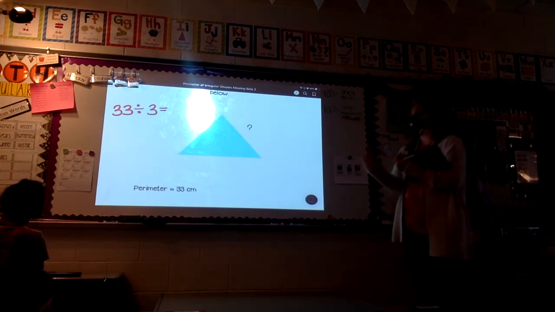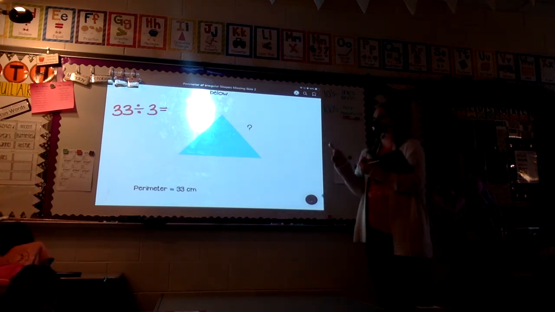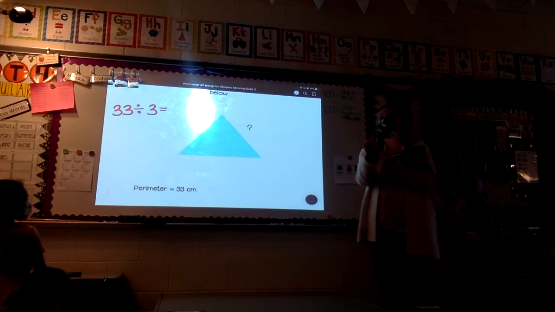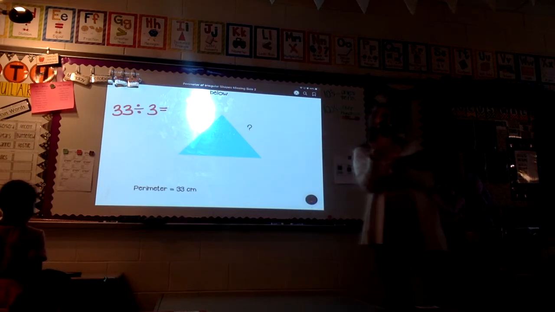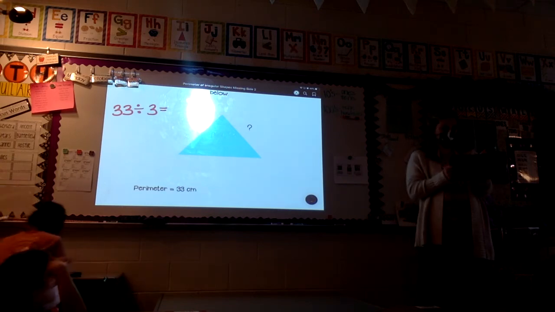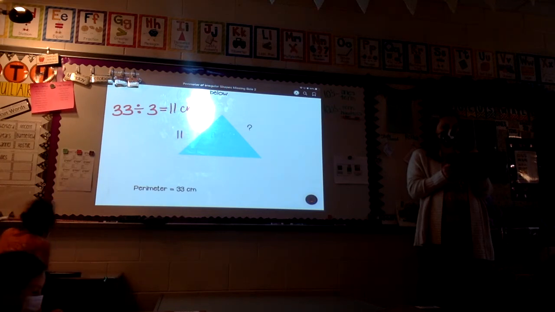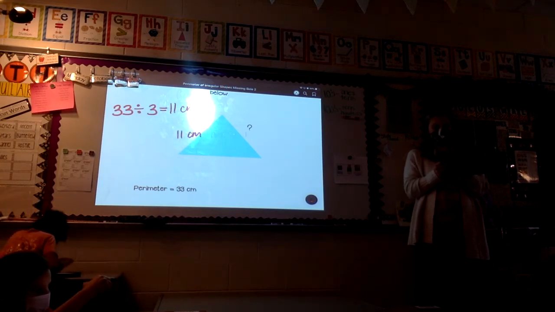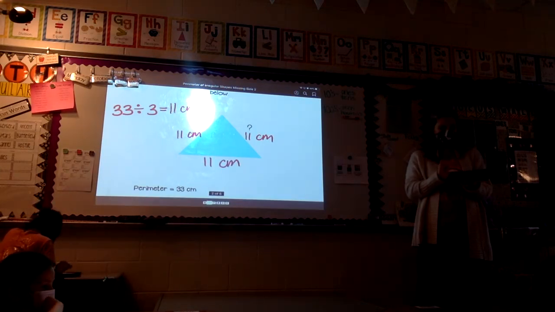All right, so let me finish my question before you answer. What is 33 divided by 3? Or 3 times what would give us 33? What is it? 11. We all should have gotten 11 centimeters. So that means the left side is 11 centimeters. What's the right side? 11 centimeters. What's the bottom side? 11 centimeters. Okay. We still good? Yep.